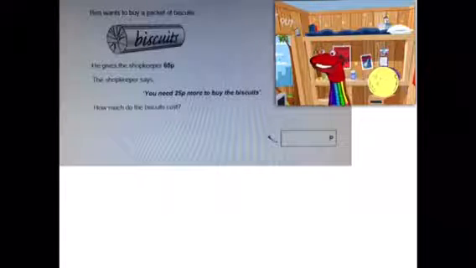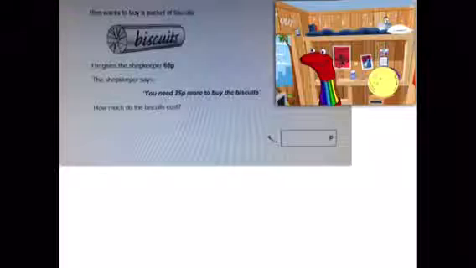Now, let's have a look at this problem. It says, Ben wants to buy a packet of biscuits. He gives the shopkeeper 65p. The shopkeeper says, you need 25p more to buy the biscuits. How much do the biscuits cost?